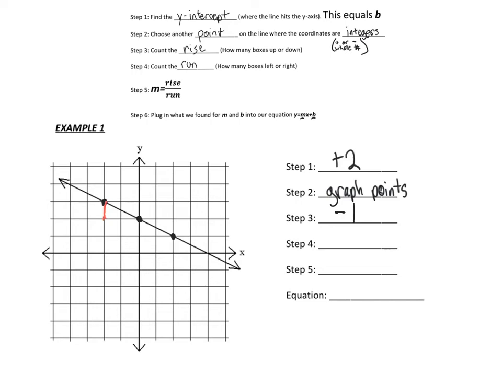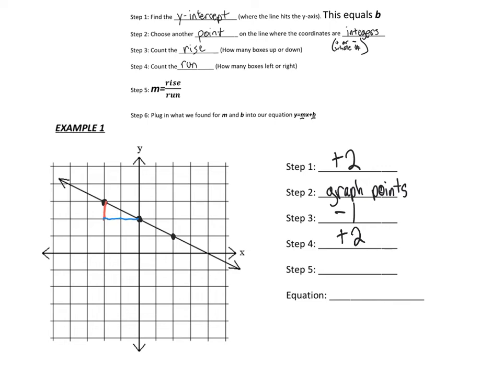Now we need to do the run. The run is how many boxes to the left or to the right. So we're going to trace until we hit our next dot, which is right there. Now we need to count how many lines it took to do that. So we start in this corner and go 1, 2. So our run would be a positive 2 because we went to the right. If we had gone to the left, it would have been a negative.